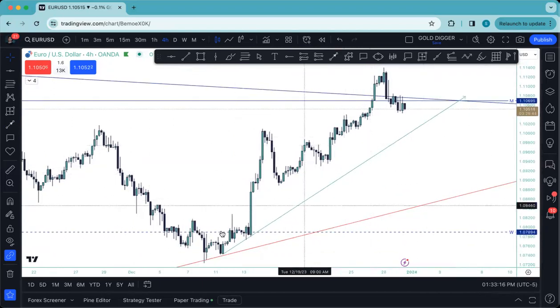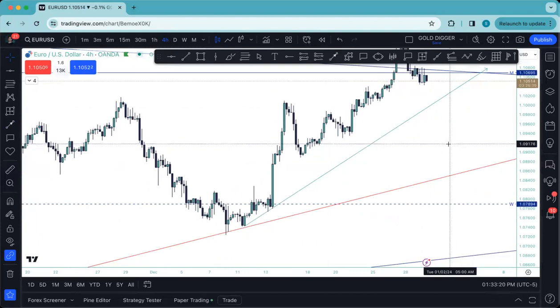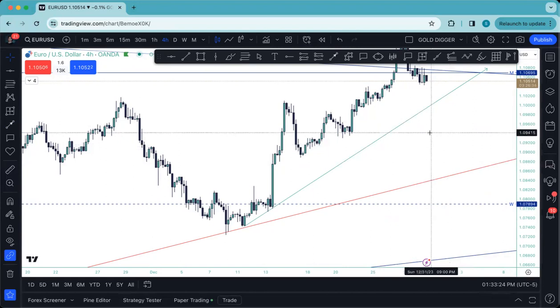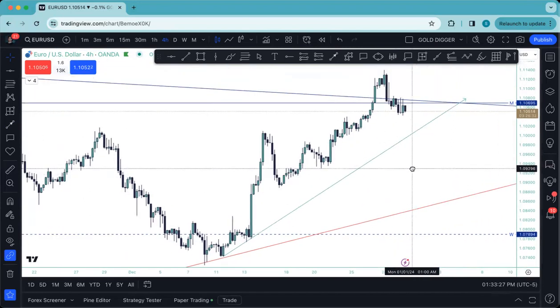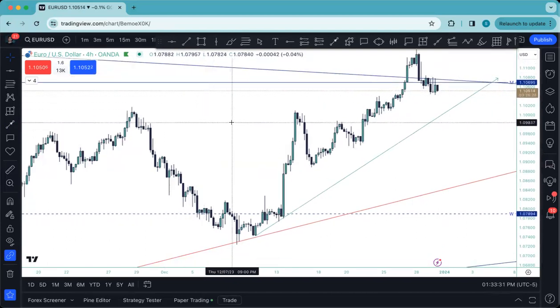I know it looks like, oh my God, there's so many lines, but when you back out into the 15 and 30 minute, which you will mainly be on when you're taking trades, it's not going to look this convoluted. So now let's find our 4-hour zones.